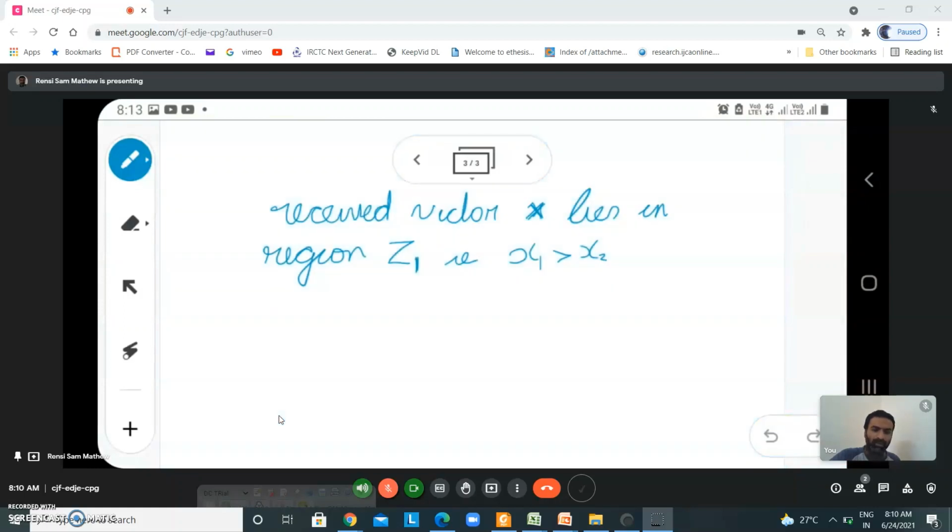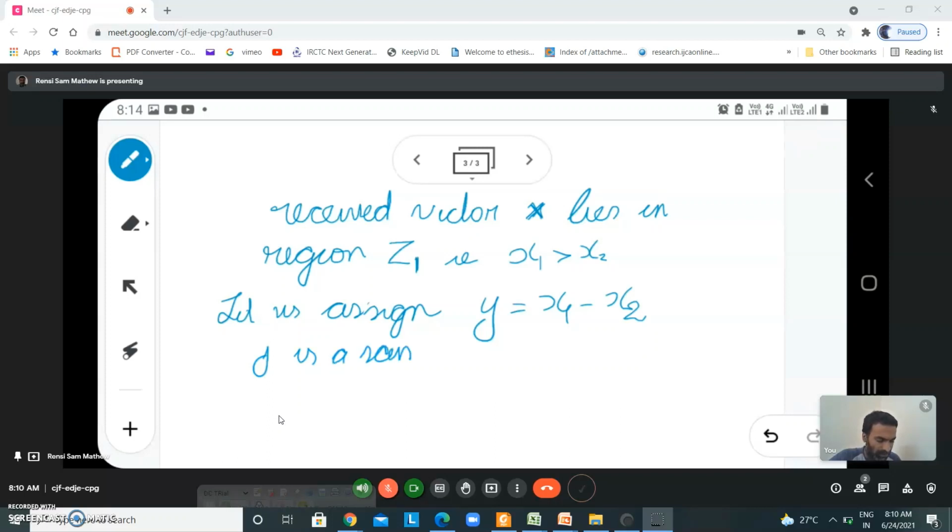Now we have to find the probability of error. So what we do is, let us assign y equal to x1 minus x2. So we take y as a random variable. So y is a sample of a random variable.